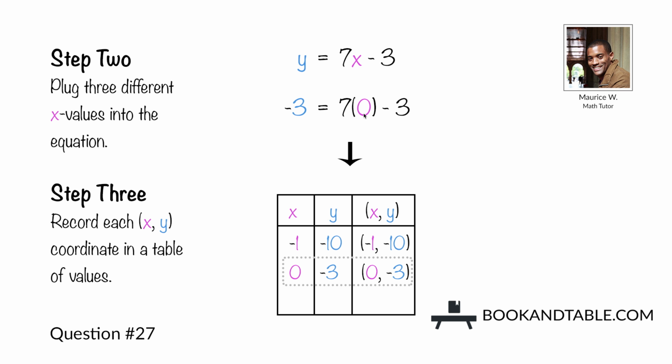When we plug in 0 for x, 7 times 0 is 0. 0 minus 3 is equal to negative 3. So when x is 0, y is negative 3. So that's the second coordinate.